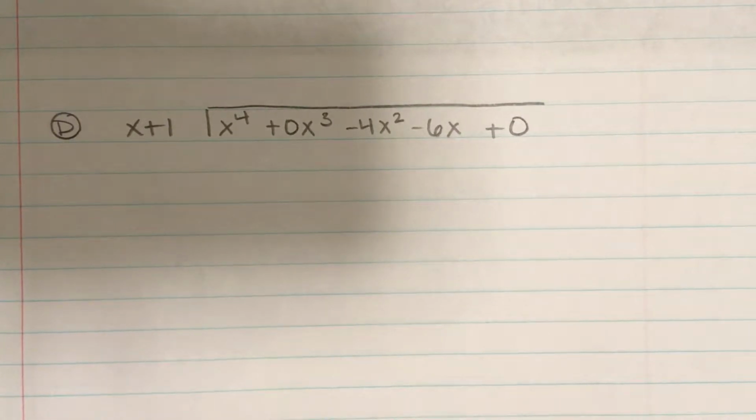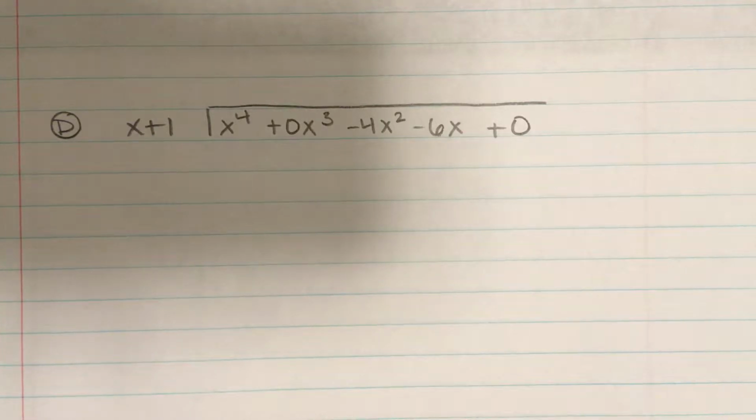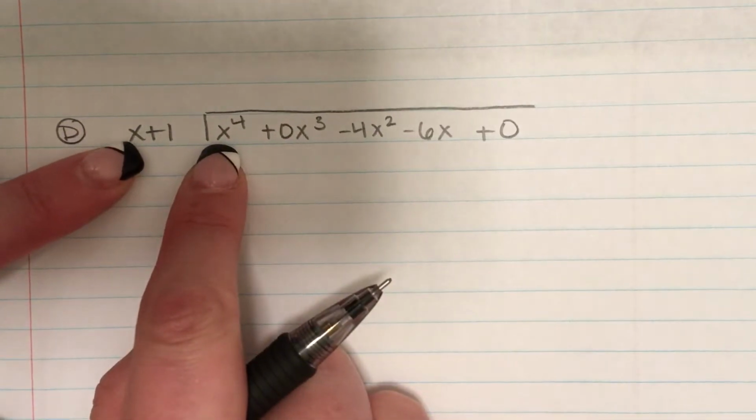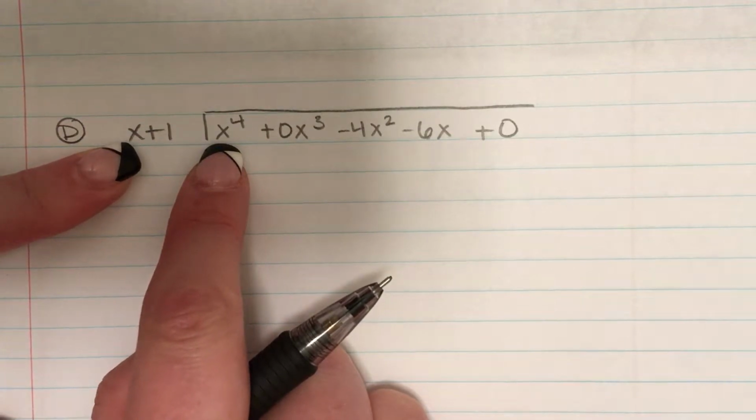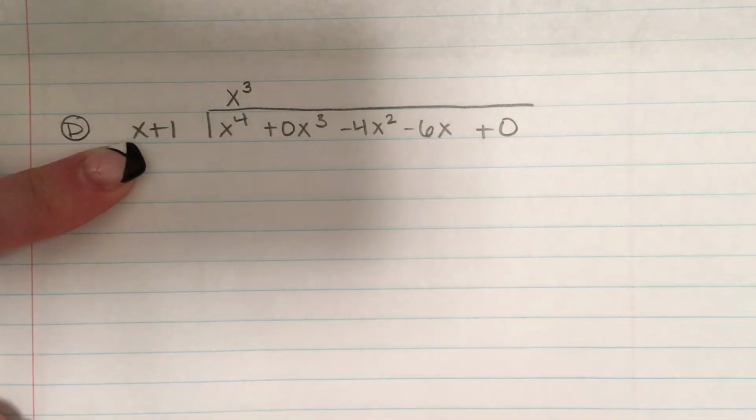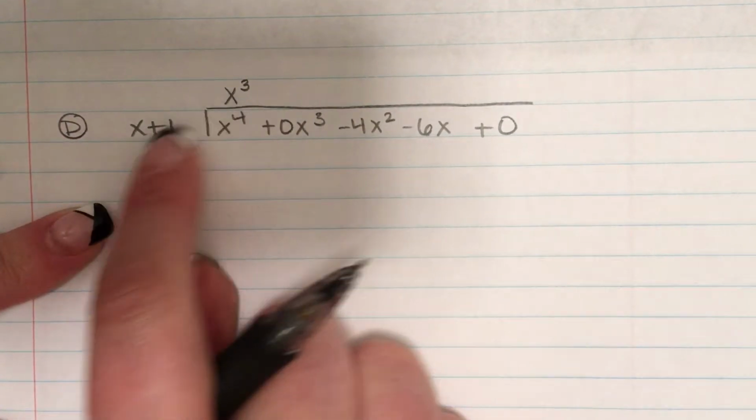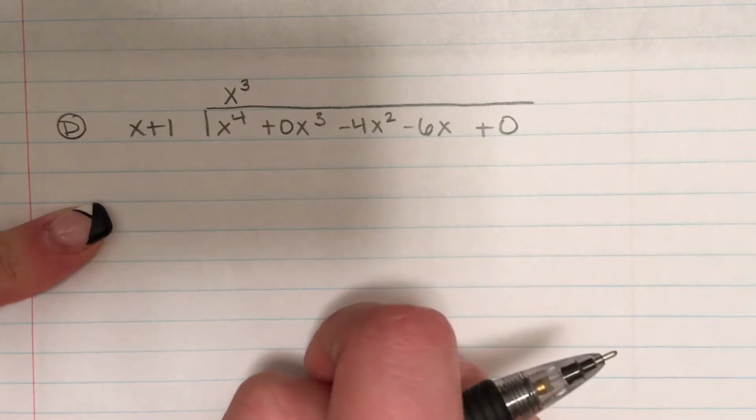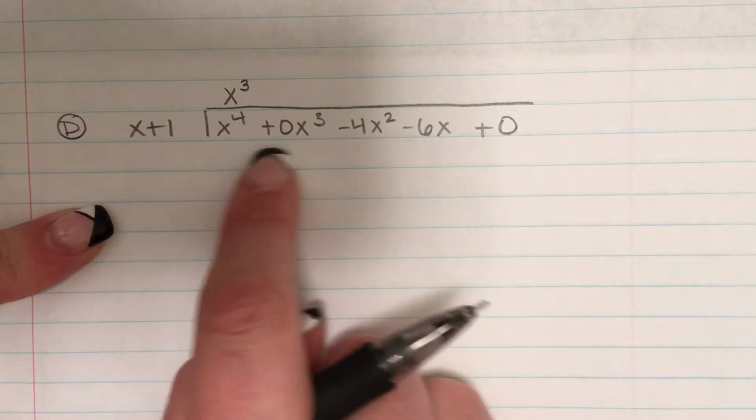We're thinking x times what is x to the fourth? You should have an x to the third up here. And then once we have the number at the top, we multiply it by these two, and we write it down here.